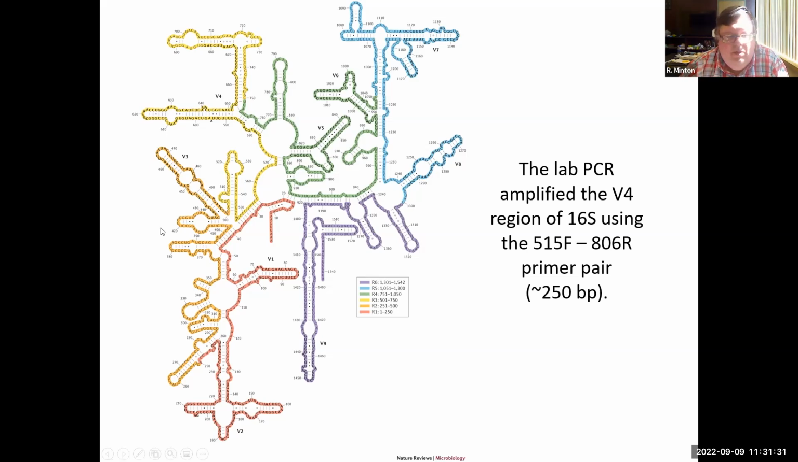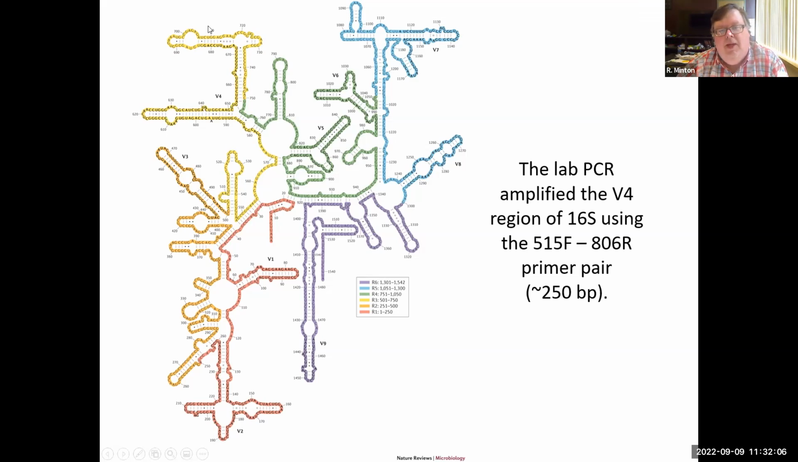I don't know if you can see my cursor? Okay. So this yellow piece up here is the V4 region, and it's one of two or three of these regions that are treated like bacterial barcodes. So the variation in these regions, V4 specifically, can be used to identify bacteria, occasionally down to species, but certainly phylum through family normally.